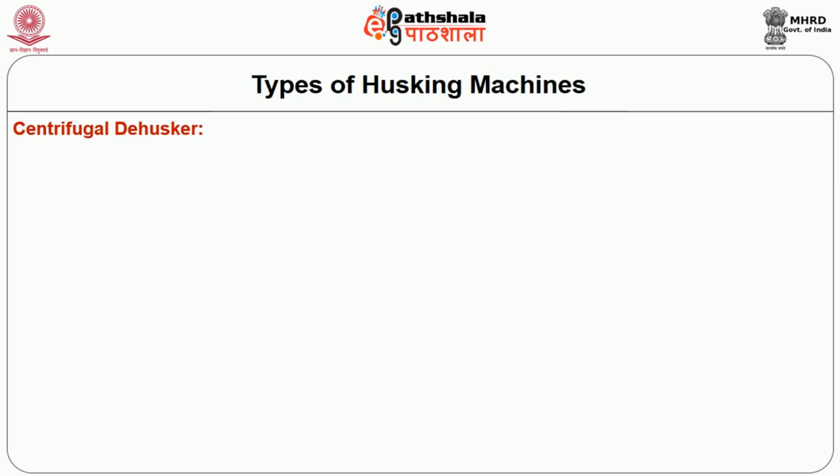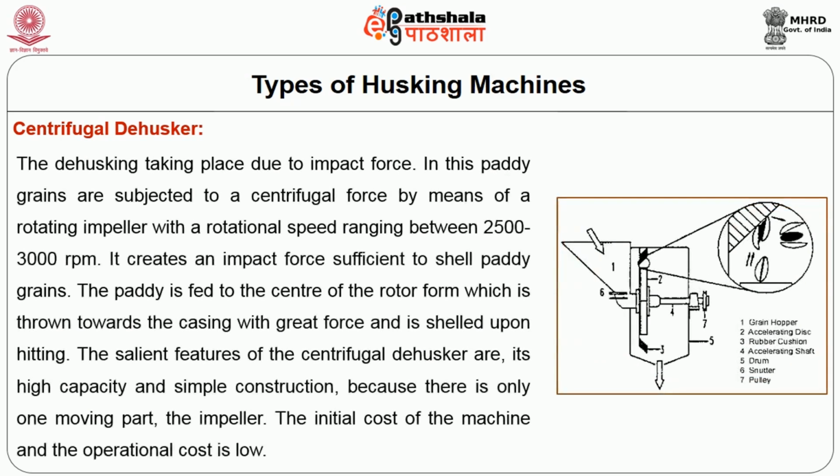Centrifugal dehusker is the next type of dehusker. In this dehusker, dehusking takes place due to impact force. In this, paddy grains are subjected to a centrifugal force by means of a rotating impeller with a rotational speed ranging between 2500 to 3000 rpm.